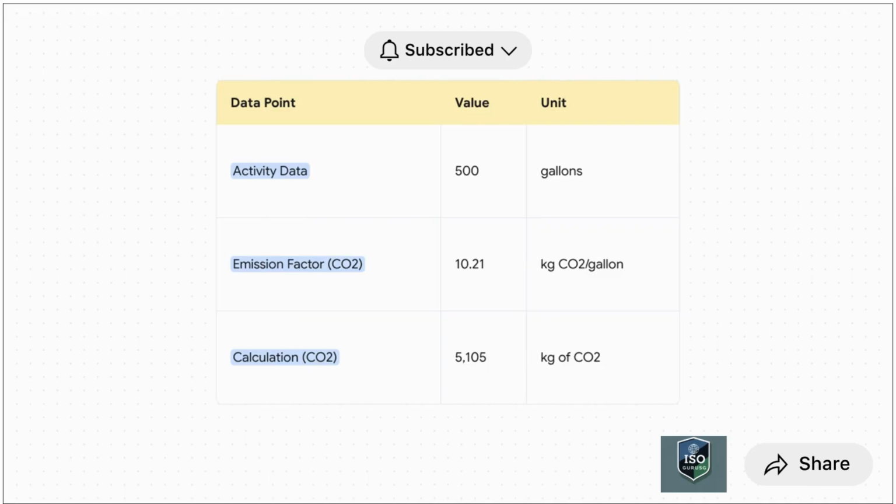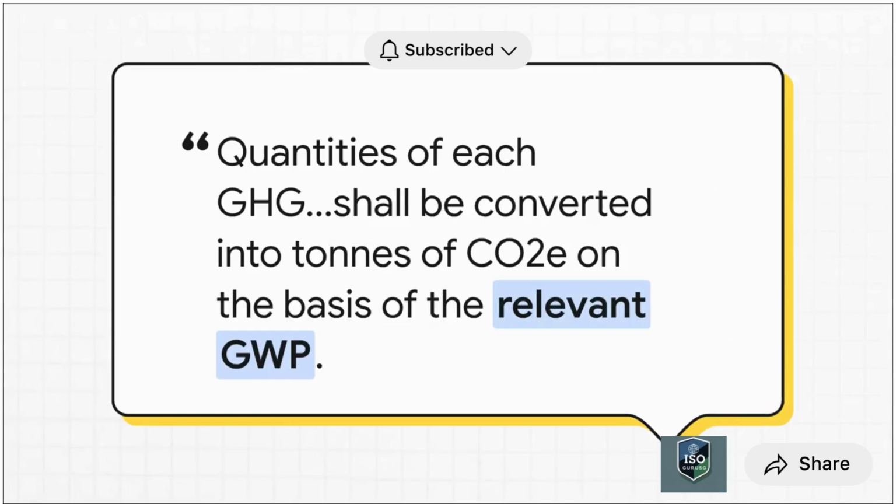CO2 isn't the only gas we need to worry about. And this is a really crucial point. Burning fuel doesn't just release carbon dioxide. It also lets out other greenhouse gases like methane and nitrous oxide. And those guys are way, way more powerful when it comes to trapping heat in the atmosphere. So to get a truly accurate picture, we have to convert everything into one standard unit, the carbon dioxide equivalent, or CO2e. And we do that using something called the global warming potential, or GWP.